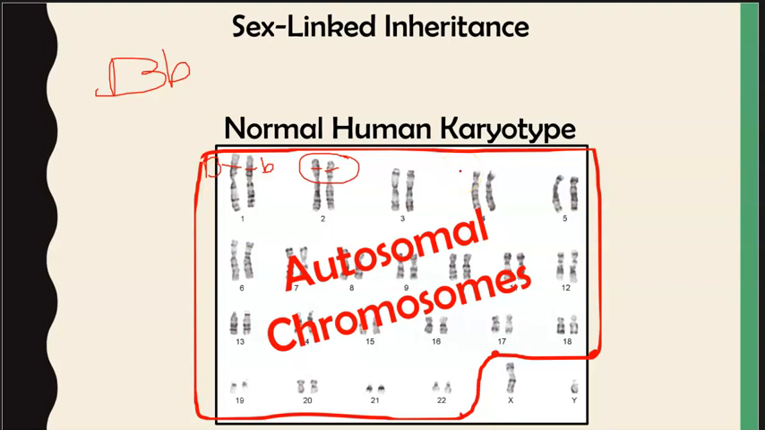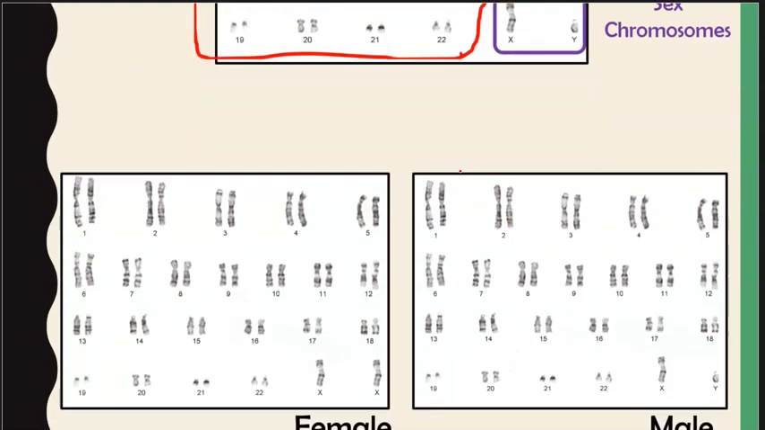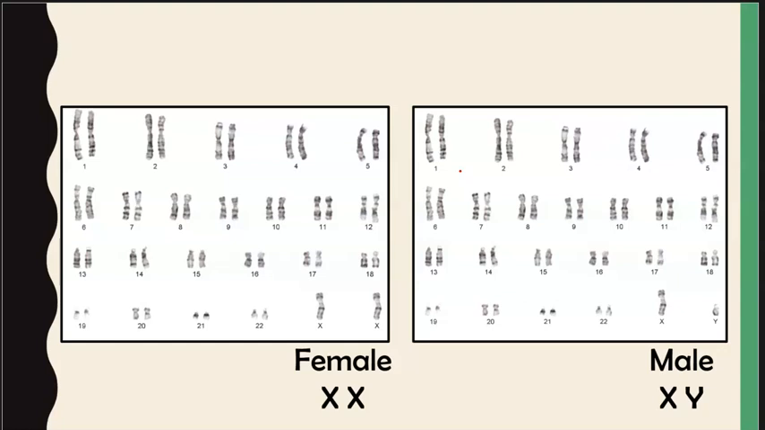But now, when we talk about sex-linked inheritance, it's a bit different because we have X's and Y's, and our chromosomes aren't homologous or the same. So when we look at our sex chromosomes, our karyotypes are different for males and females. In females, we inherit two X's, whereas males inherit an X and a Y chromosome.